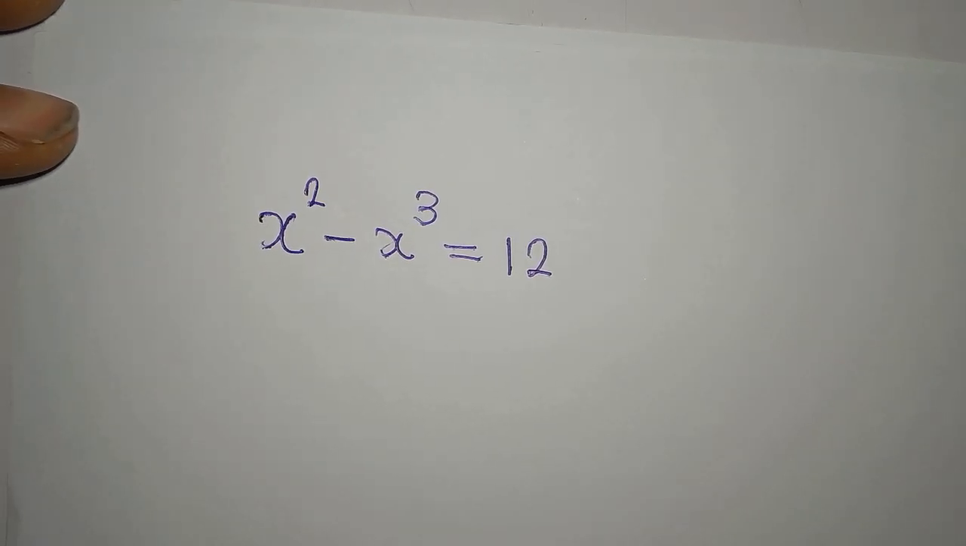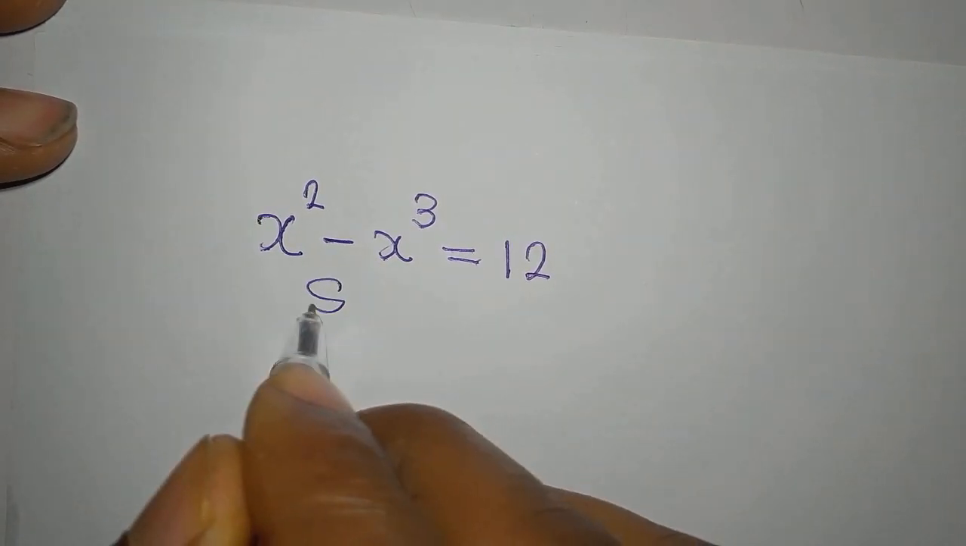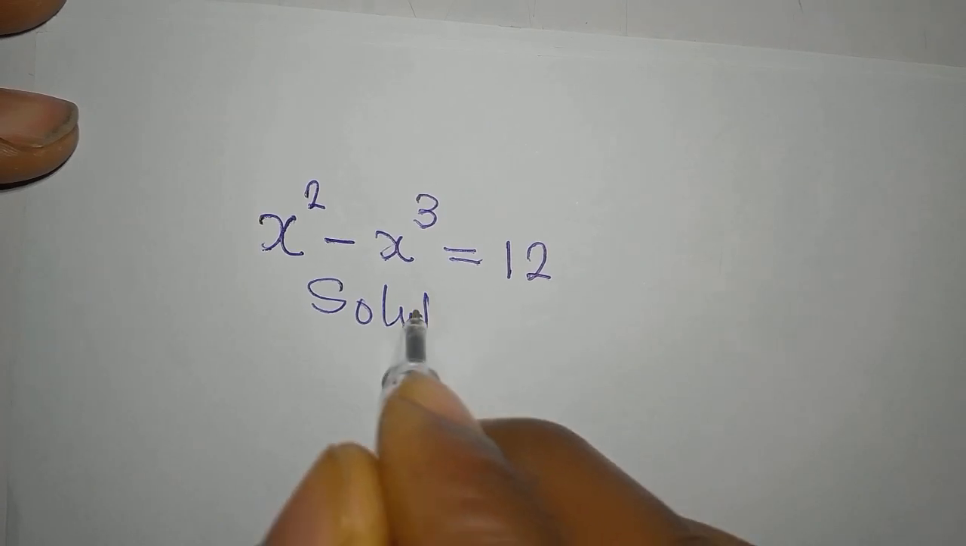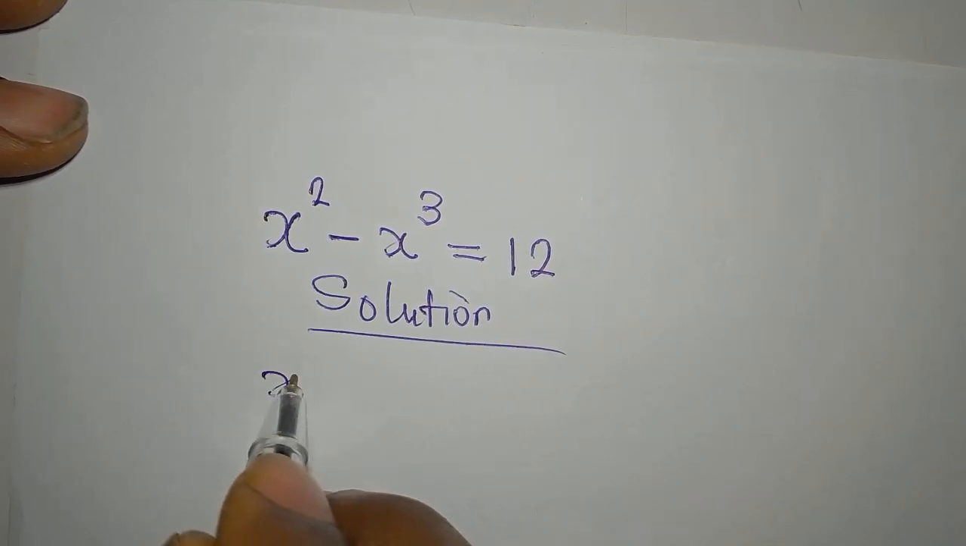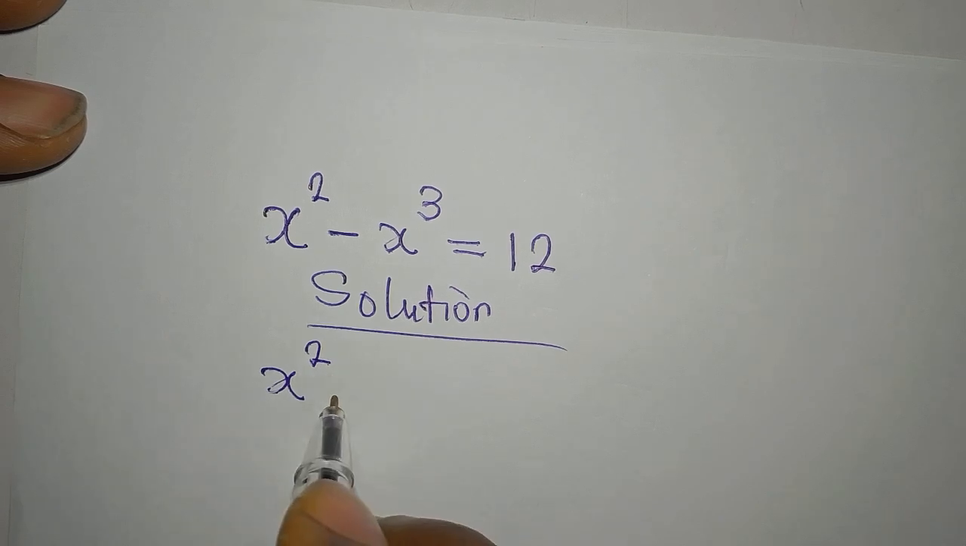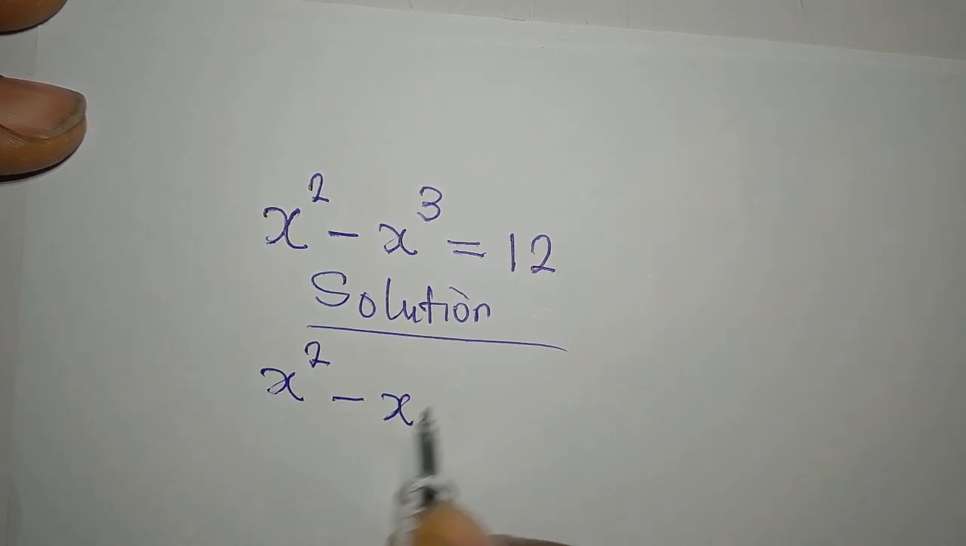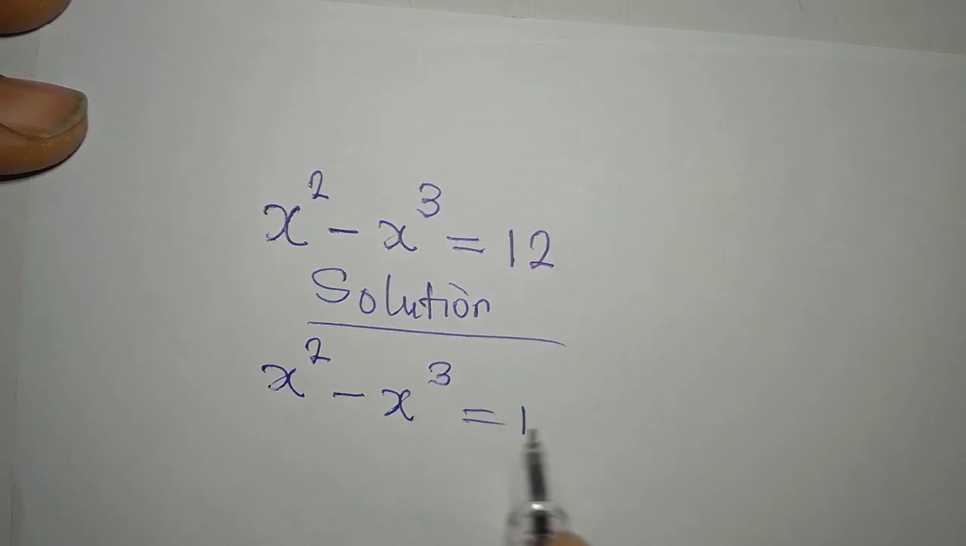Hello everyone. Let's provide a solution to this problem. x to the power of 2 minus x to the power of 3 equals 12.